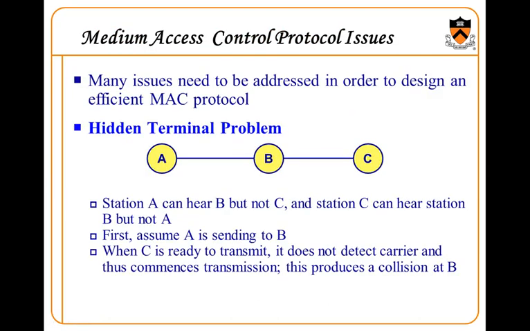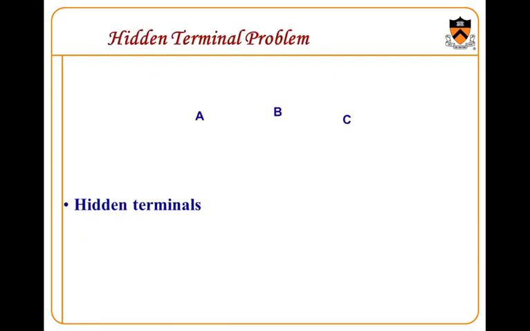That is the hidden terminal problem: A and B can see each other, C and B can see each other, but A and C are unable to see each other, as they are not directly connected with one another. Therefore, C doesn't detect the carrier and thus commences transmission, which produces a collision at node B. So node B may not receive any data, or node B may receive partially correct data with some errors.